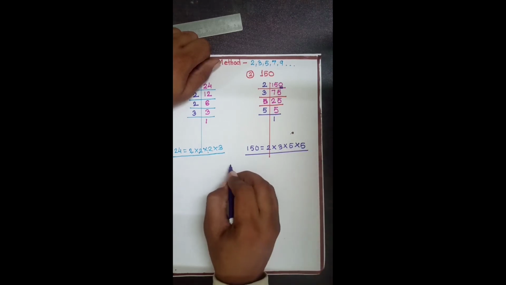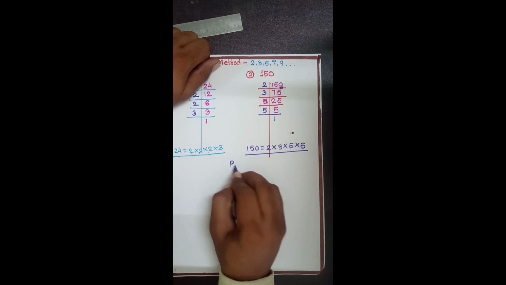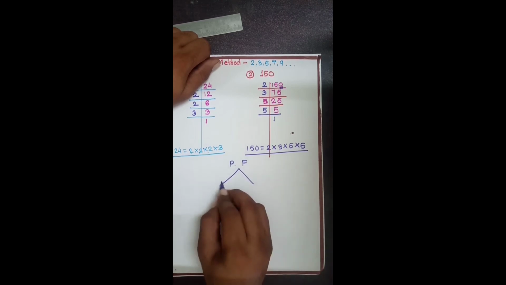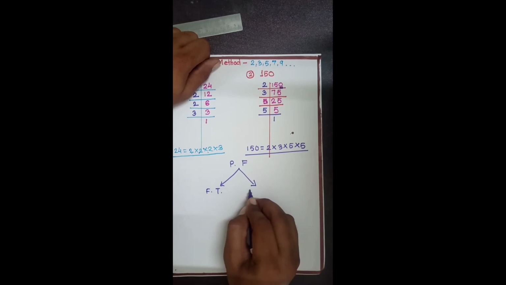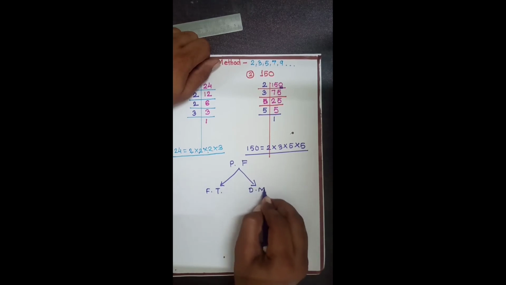So in this way, in this video we have learned about prime factorization, and in prime factorization we have seen two methods. One was the factor tree method, another one was the division method.